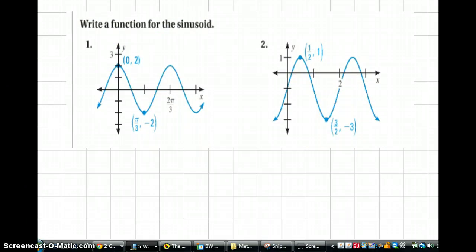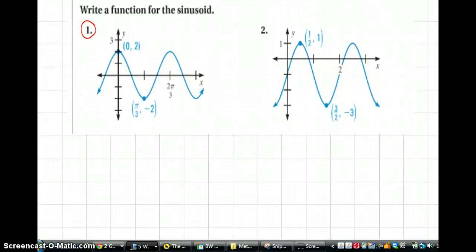Let's take a look now at an example. We will do number 1. This is a guided practice example from your text, different from the worked out examples so that you have an additional resource. Directions are to write a function for the sinusoid. And remember, this could be the sine or the cosine. In number 1 then, we of course need to identify the amplitude.